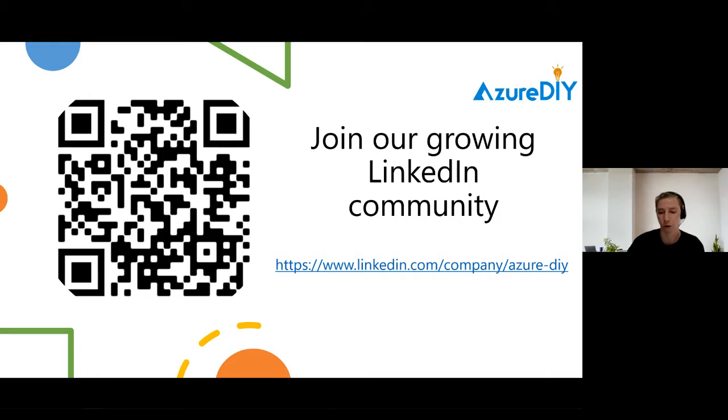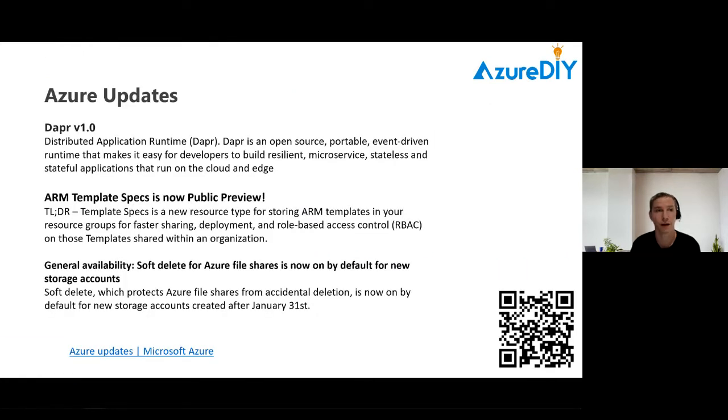I'll also cover a couple of updates we like to mention, anything that's new or released or noteworthy. At the top of our list, Dapr turned 1 today, which is super exciting. Dapr is our distributed application runtime for building open source, portable, event-driven runtimes that make it easy for developers to build resilient microservices, stateless and stateful applications that run on the cloud and the edge. If that's not a mouthful of buzzwords, I don't know what is, but it's worth checking out. It's a big milestone, 13 releases in to get to version 1 in the last couple of years, and well worth checking out.